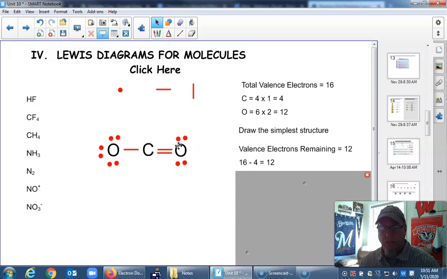Notice this oxygen is still good, 2, 4, 6, 8. And by erasing this pair and adding it into the middle, the carbon is now closer to what it's supposed to be. And just like I use symmetry when I'm putting my dots in, I'm going to use symmetry when I'm taking my dots out. So, I do believe everything is happy now. 2, 4, 6, 8. There's 8 around this oxygen. 2, 4, 6, 8. There's 8 around this oxygen. And the carbon has 2, 4, 6, 8.